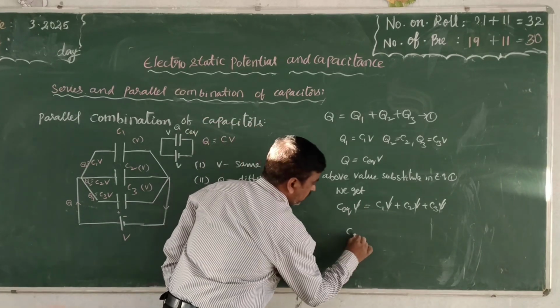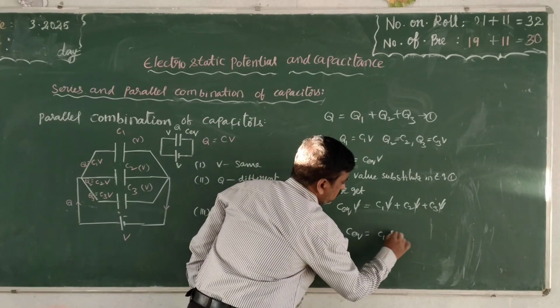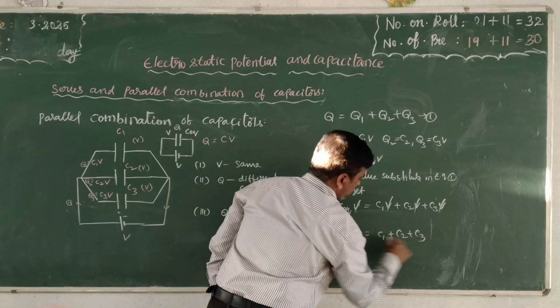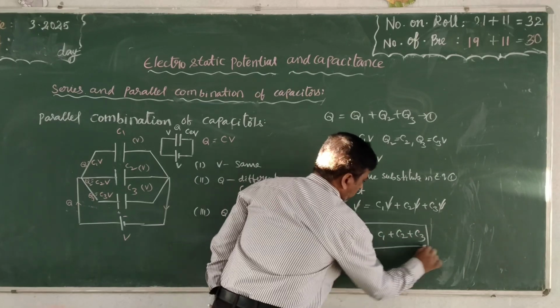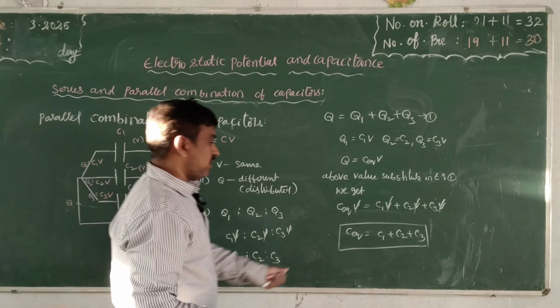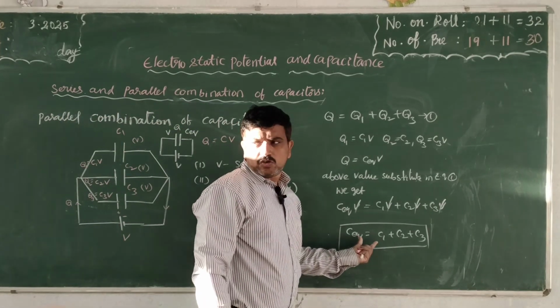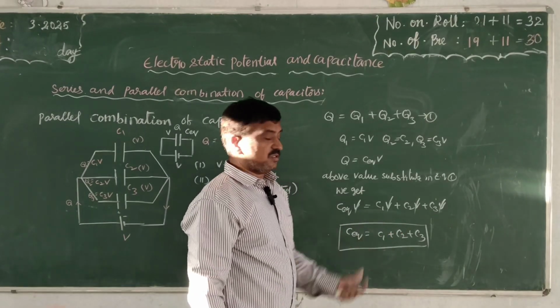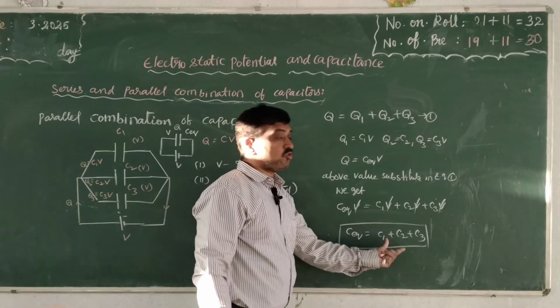So what do we get now here? C equivalent equals C1 plus C2 plus C3. This is the equivalent capacitance when capacitors are connected in parallel combination. What is the equivalent capacitance now? Equivalent capacitance equals the sum of the individual capacitances. C equivalent equals C1 plus C2 plus C3.